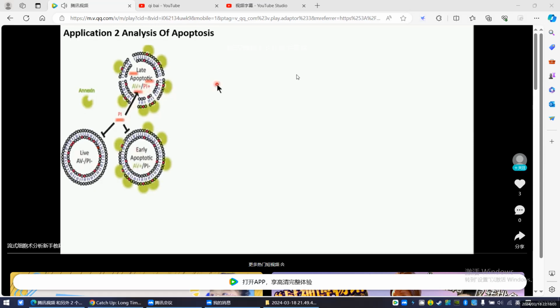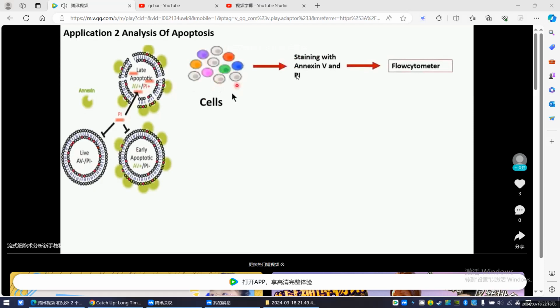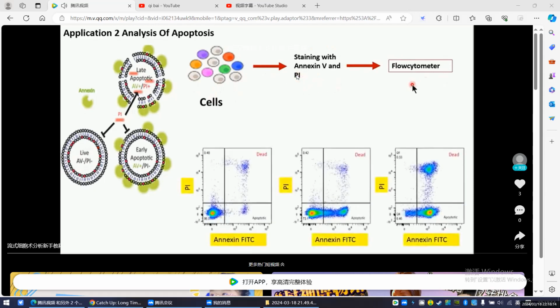So we do the experiment, and in this experiment we again take the cells, stain them with annexin V and propidium iodide, and put them in the flow cytometer. This is the graph we get. On the x-axis we have FITC labeled annexin, and on the y-axis we have propidium iodide fluorescence. So these are the cells which are annexin negative as well as PI negative. It means they are our healthy and live cells.